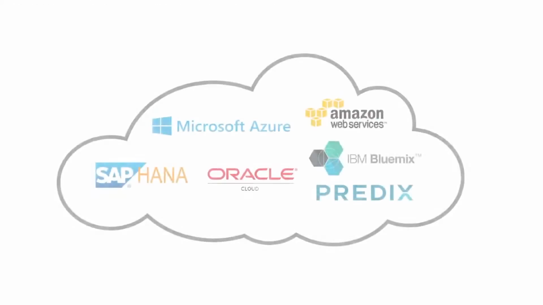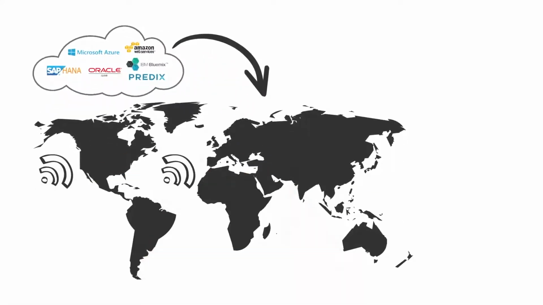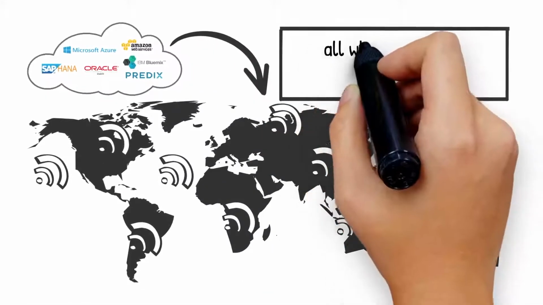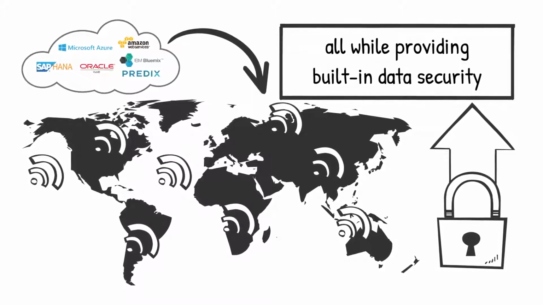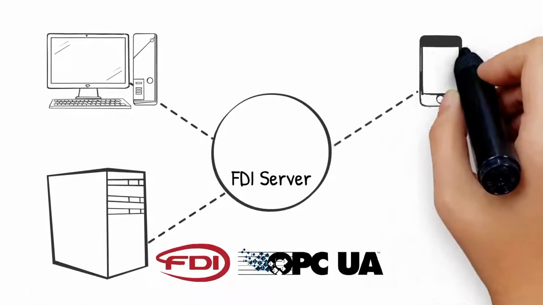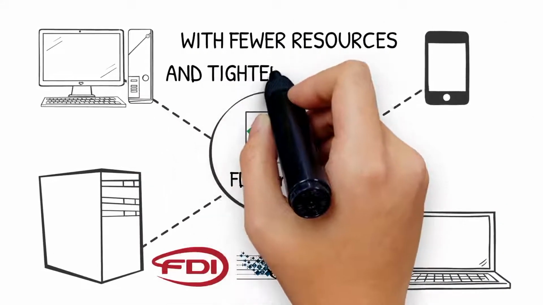FDI and OPC UA deliver access to plant data from across the globe, allowing corporate offices and subject matter experts to optimize assets and stay ahead of the competition, all while providing built-in data security. FDI and OPC UA enable the digital transformation of process plants to work more efficiently and effectively with fewer resources and tighter constraints.